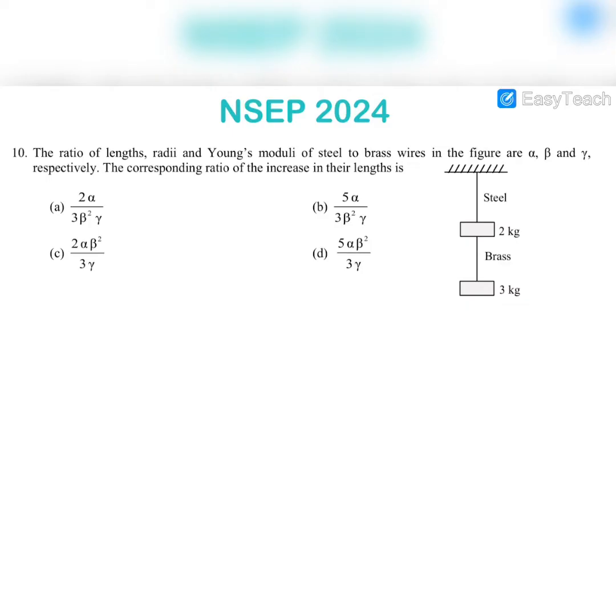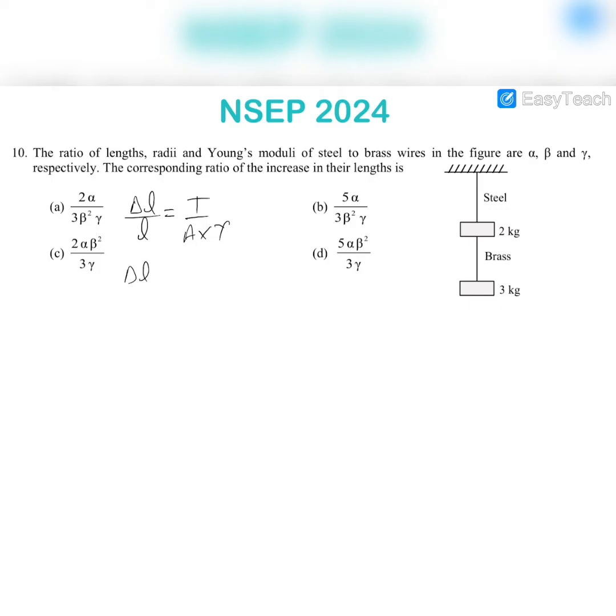In this question you can see that the two blocks are hanged from steel and brass wires, and the ratio of length, radii and Young's modulus of steel to brass wire is alpha, beta and gamma respectively. So we have to find out the ratio of the increment in length of steel and brass wires. So we know that delta L by L is the strain, and strain is stress, which is force, or we can say that tension per unit area, divided by Young's modulus.